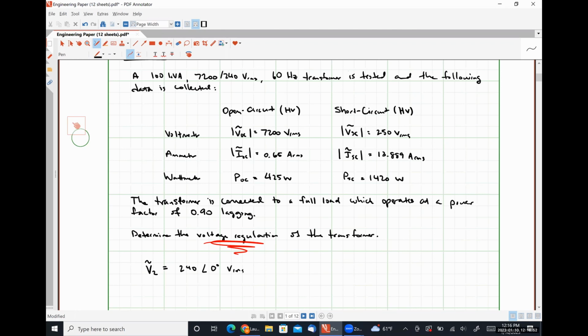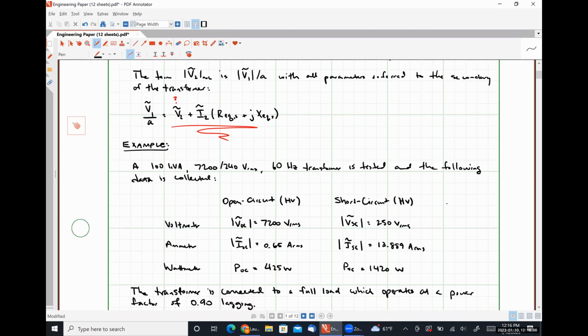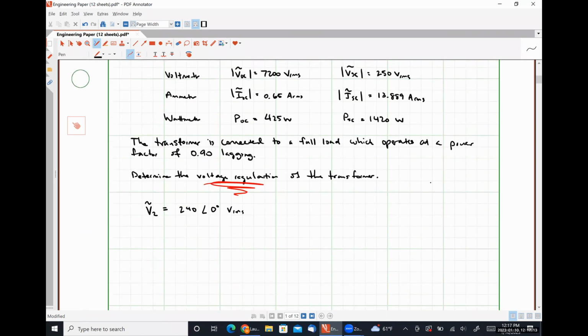All right, so we figured out V2. So now let's talk about I2. Okay, let's just take these bits of this equation one by one and figure them out. So once again, our transformer is operating under full load, so we are expecting to have rated current. So what's the magnitude of our rated current I2 going to be?